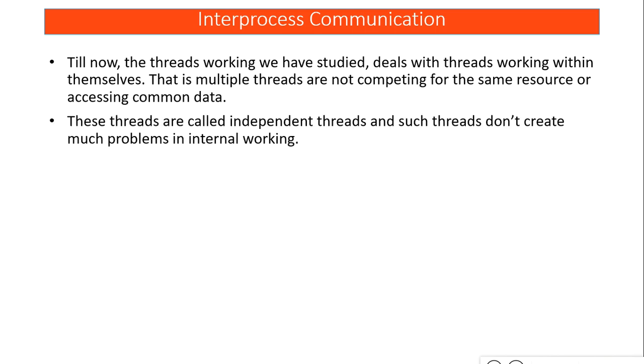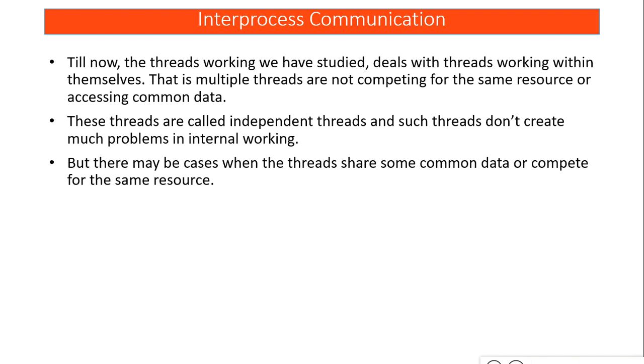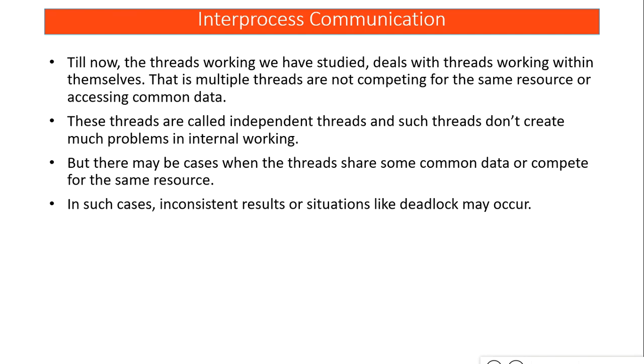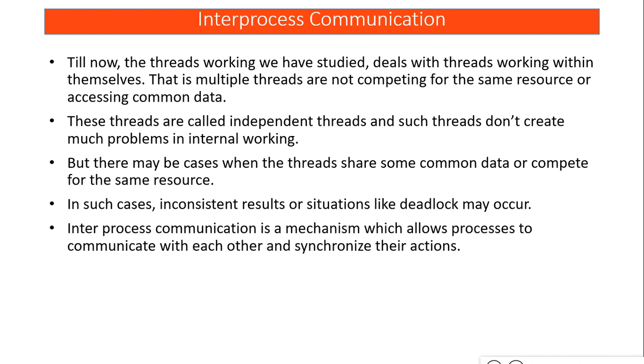Before that, A, B, and C were called independent threads because they were working within themselves. They do not create any internal problem. But there will be cases where threads may share common data or compete for the same resource, like the example of accounts I gave you. In such cases, interprocess communication may lead to inconsistent results or deadlock. I will explain these two situations in this video. Generally, when two or more processes are competing for similar resources, they may lead to incorrect results or deadlock situations. To overcome this problem, we have to understand the concept of interprocess communication and how to use the synchronized keyword.